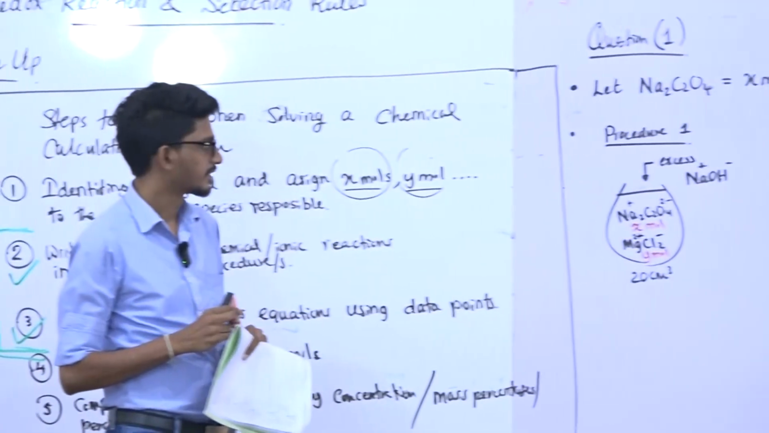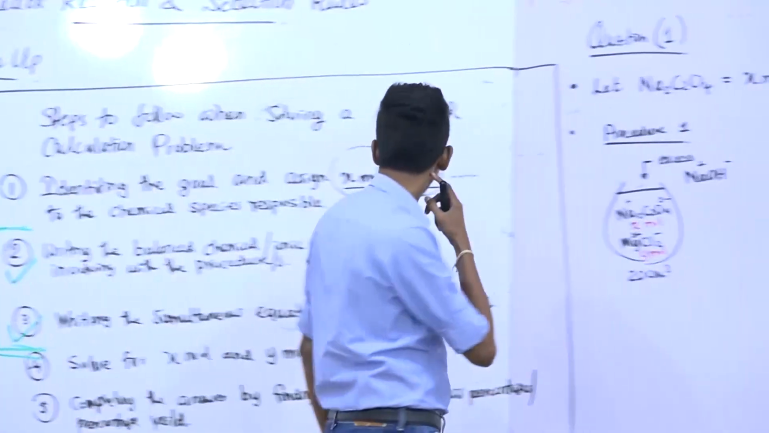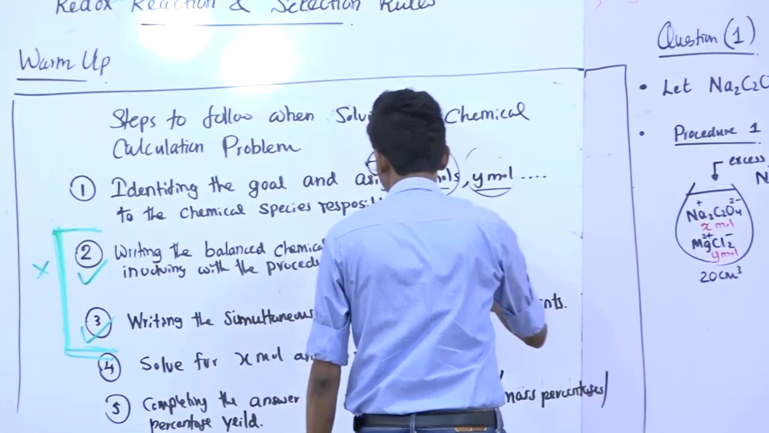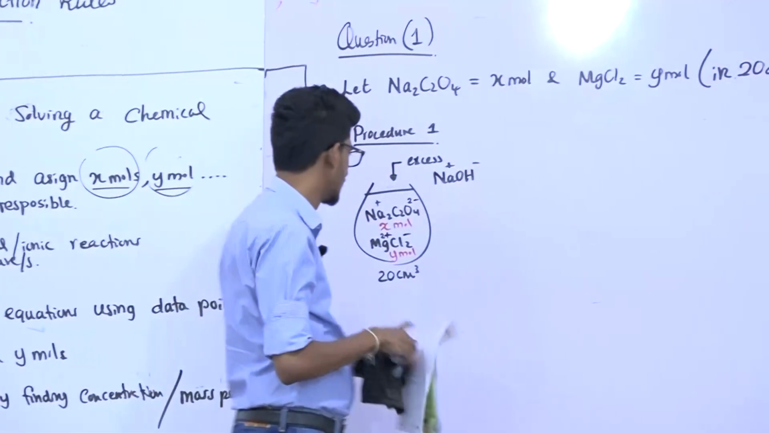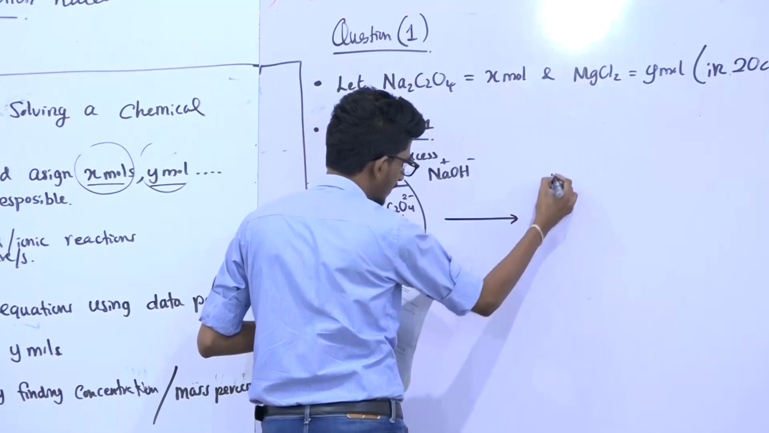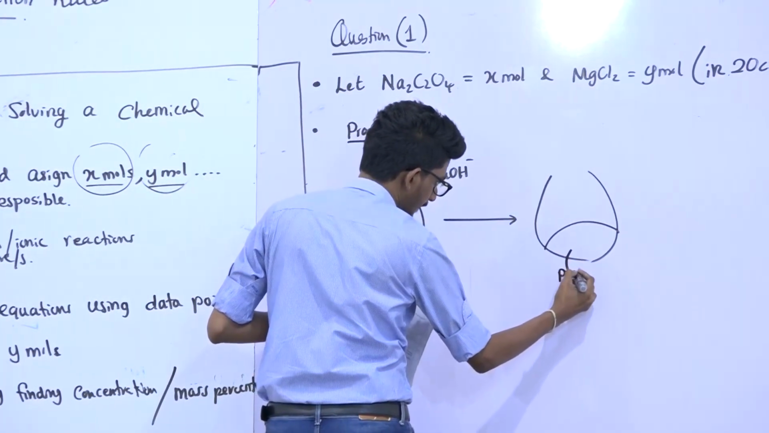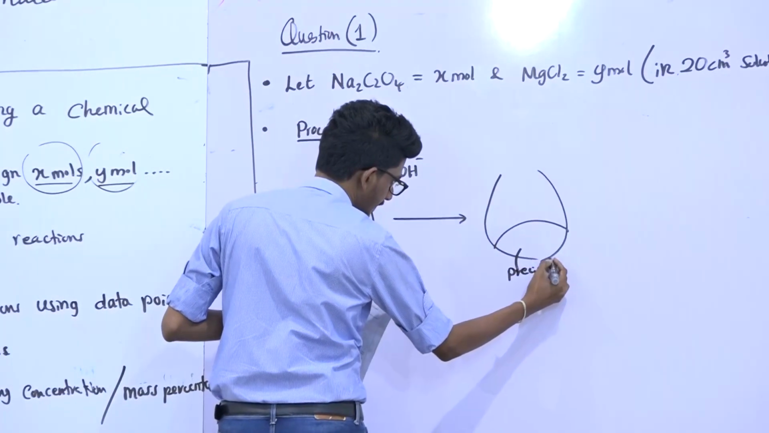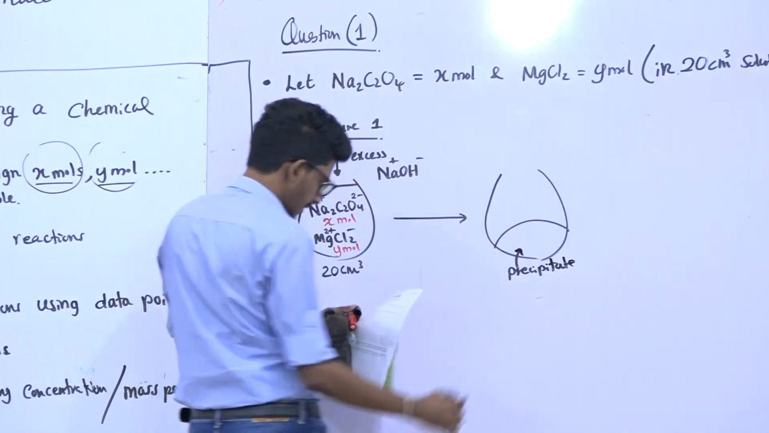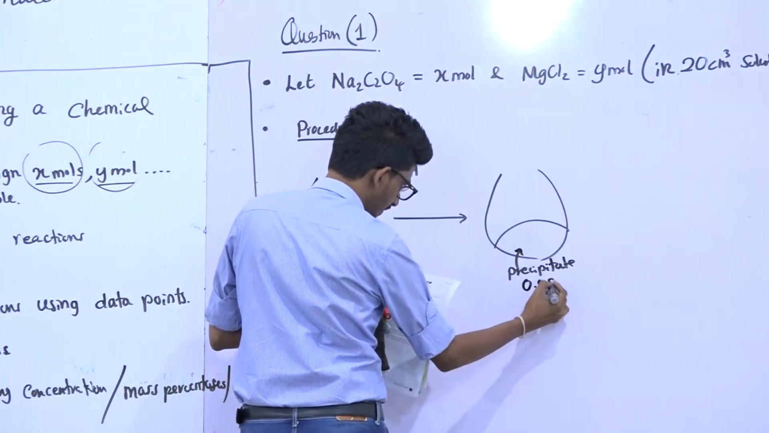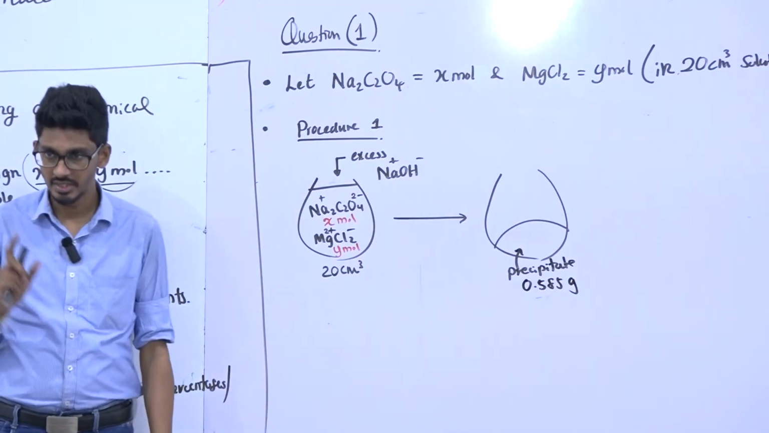Let's write the reactions involved in this procedure. Write the balanced chemical or ionic reactions involved in the procedure. They are saying some precipitation occurred. The precipitate mass is given as 0.585. Now let's put this procedure in and write the equation.